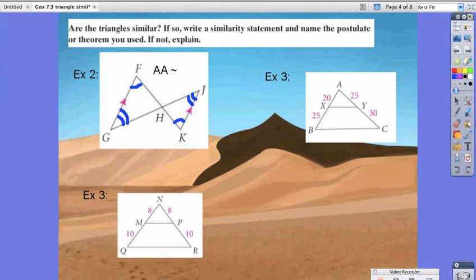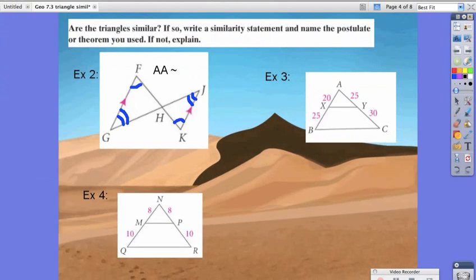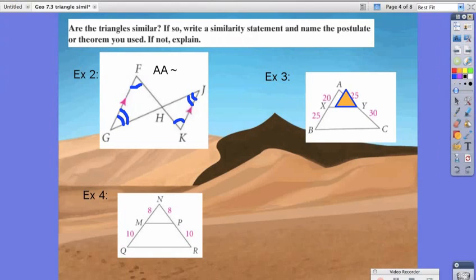For example 3, let's look at what we have. It says, are these two triangles similar? So we're going to look at these as two separate triangles just to make this easier. The first triangle is going to be this one right here up top. So I know it's not exact, but you get the idea.